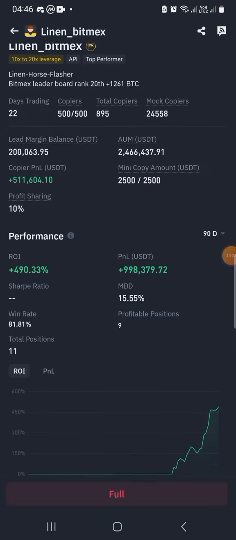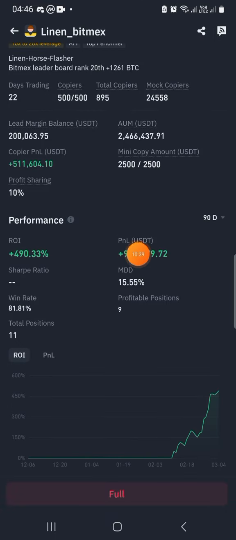Then we have the performances. So we have the ROI, all the things here that you are supposed to see. Able to see his win rate. He has an 81.81% win rate. His drawdown is 15%, right? And that's his P&L in 90 days.